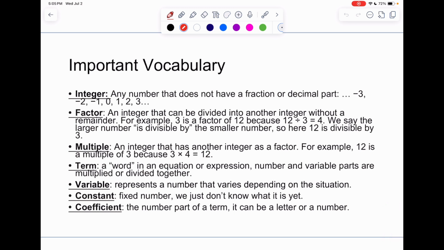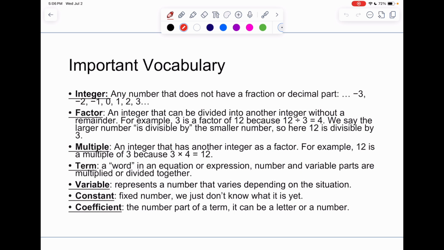First things first, you're going to see the word integer a lot. That's any number that doesn't have a fraction or decimal part. So it could be negative, it could be positive, it could be zero, but it won't have any 1/2 or 0.2 or anything like that attached to it.